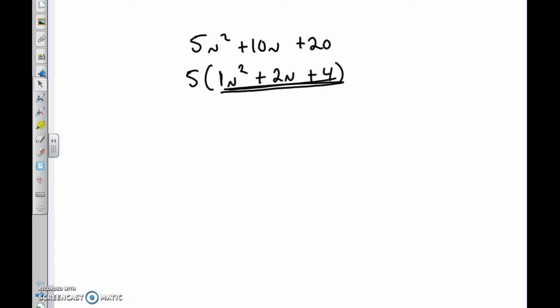Well, in this case, I can see I'm going to write my factors, 1 times 4 and 2 times 2. We can see here that the outside is positive, the inside is positive, so both signs here will be positive. And does 1 plus 4 equal 2? No. Does 2 plus 2 equal 2? We can say no.